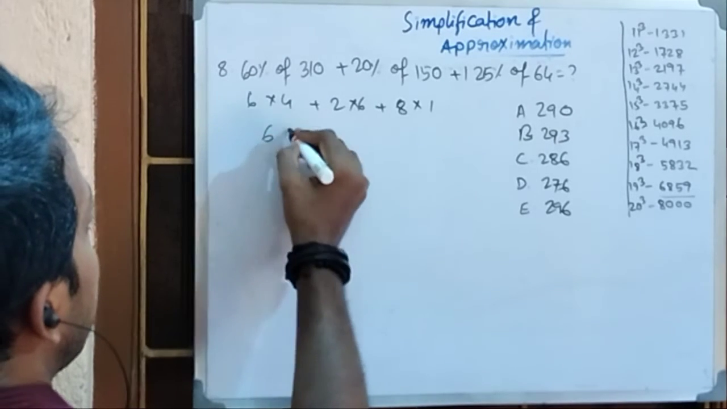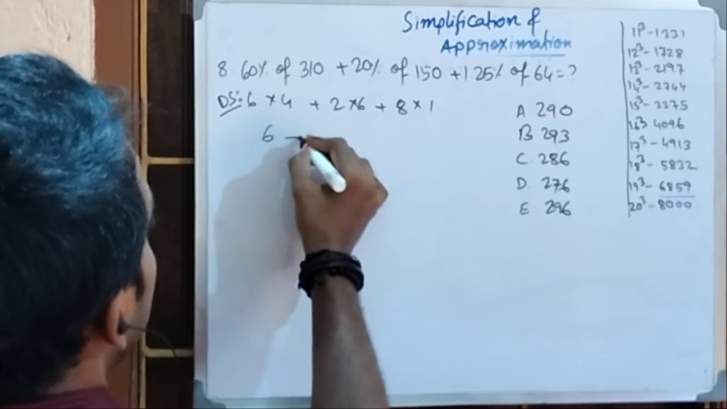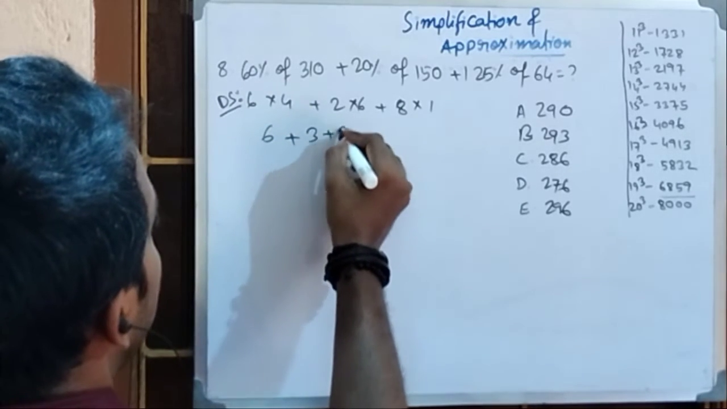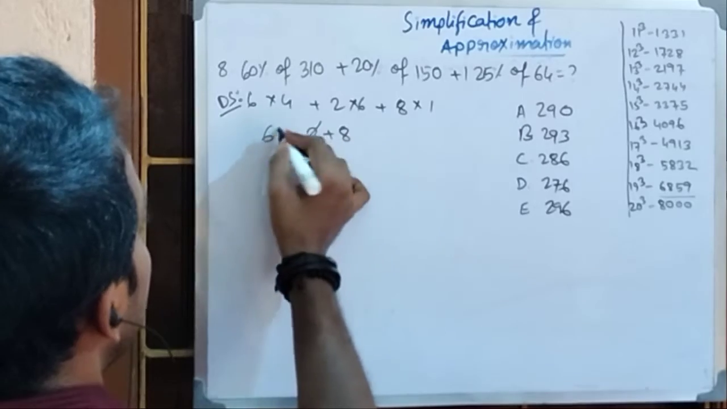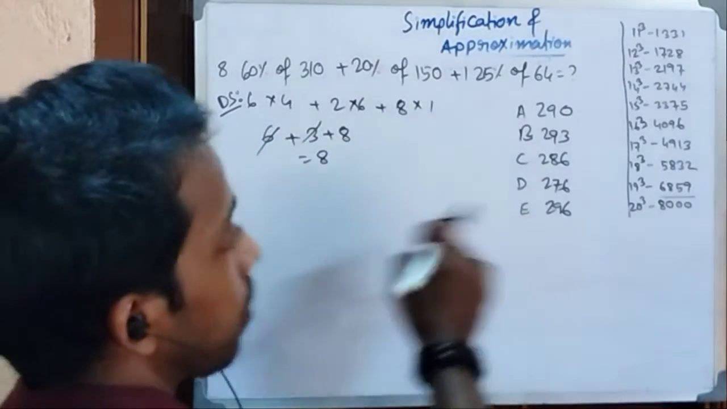Okay. Now 6 into 4 is 24. 24 digit sum is 6. I am using digit sum, right? 6 plus 12 means 3 plus 8, right? So 6, 9 gone, only 8. Digit sum is 8. See in which options the digit sum gives 8.